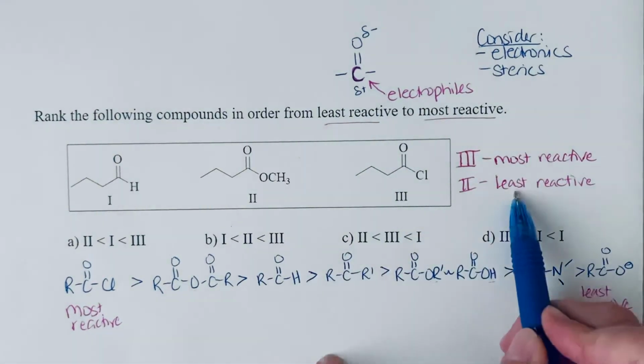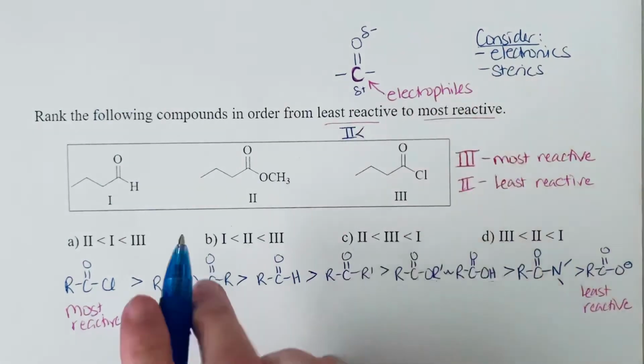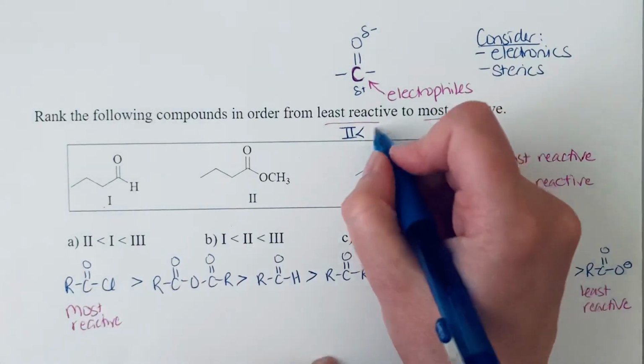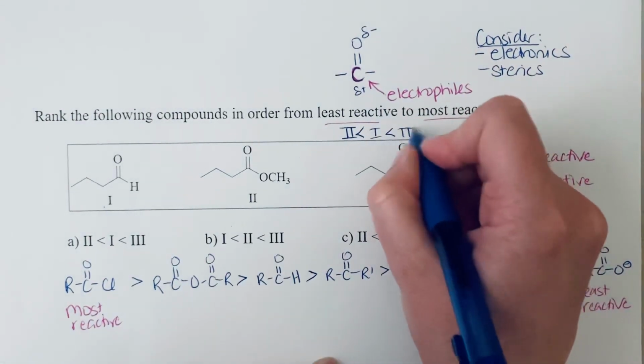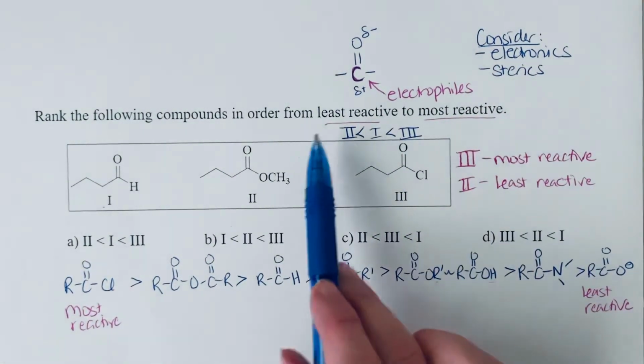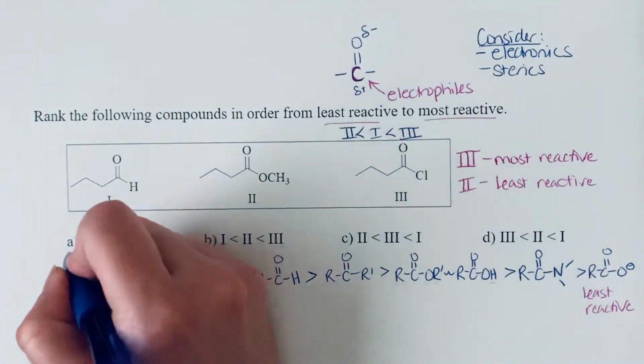Okay, so least reactive to most reactive. So that means I want to put the least reactive first, and I'm going to say, okay, well, that is less reactive than the middle compound, which is the aldehyde, and that is less reactive than that really reactive acid chloride. Okay, so we want to make sure we're reading this and putting it in the right direction. And so that looks like option A.